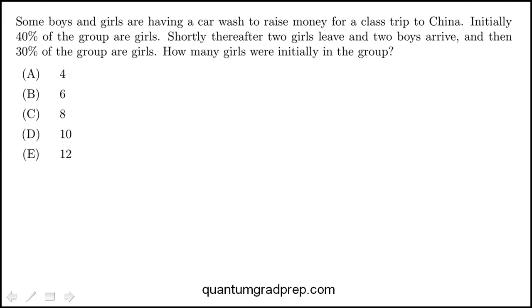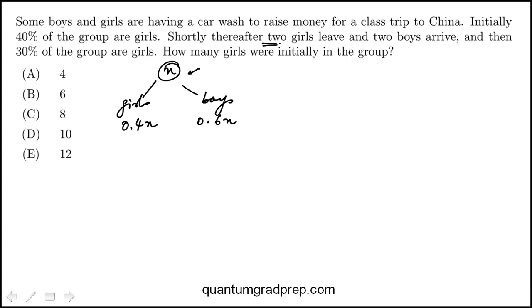There are two ways to go about doing this problem. The first one is the algebraic approach, and I'm going to call n the total number of boys and girls to begin with. And they tell us that initially 40% of the group are girls. So this would be 0.4n, and that means boys are 0.6n, or 60% of the total.